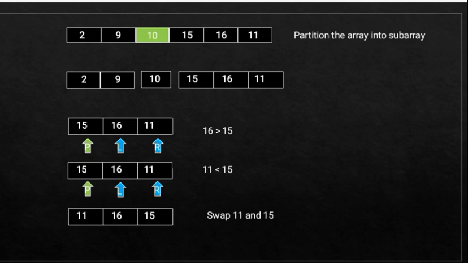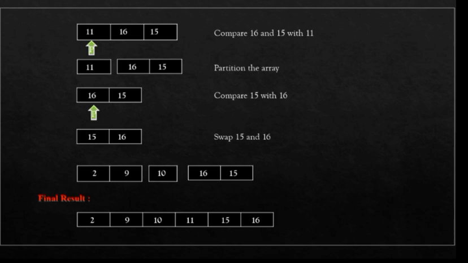Now for the right subarray, the pivot value is 15, the left pointer variable is 16 and the right pointer value is 11. Next we compare the pivot value and the left pointer value. Pivot value 15 is less than the left pointer value 16, which is greater. So compare the pivot value and the right pointer variable. Pivot value 15 is greater and the right pointer variable 11 is less than. So we swap the pivot value and the right pointer value.